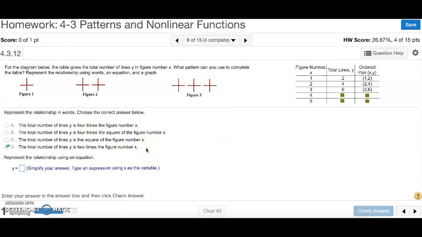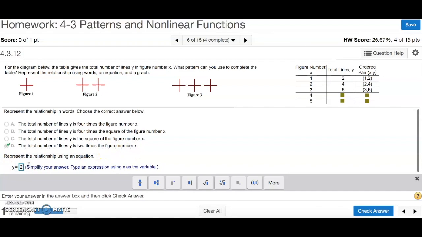So now I'm making an equation. So basically I'm turning this sentence into an equation. We said y is 2 times x, so y equals 2x.